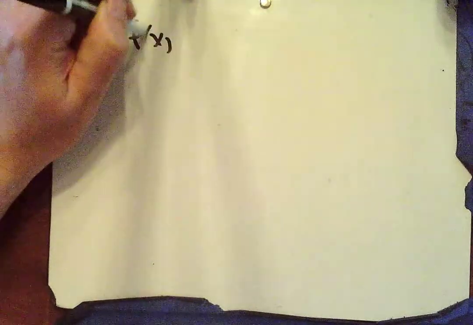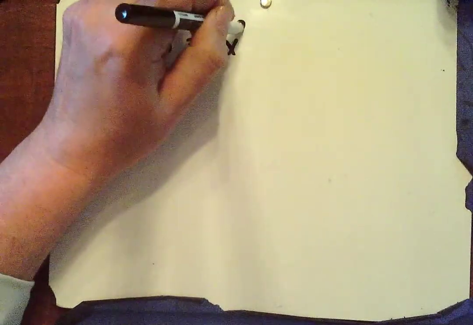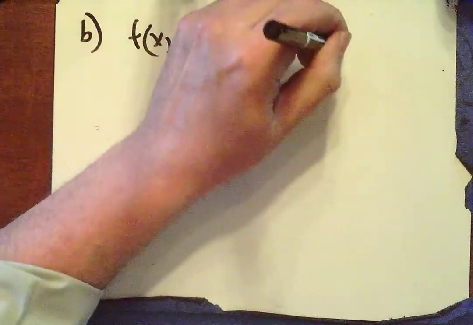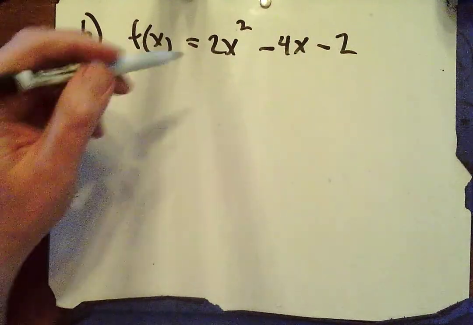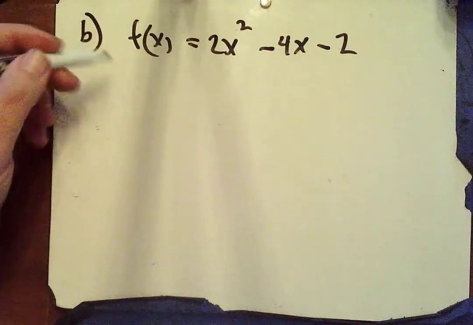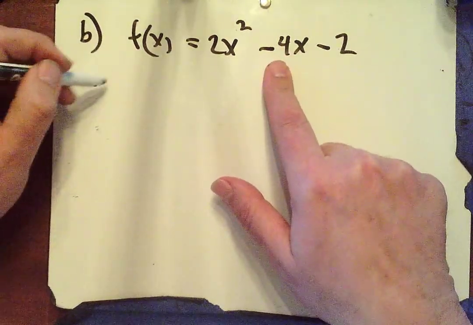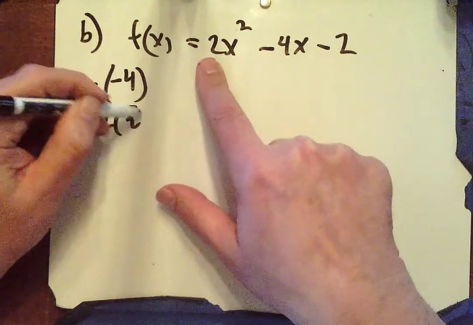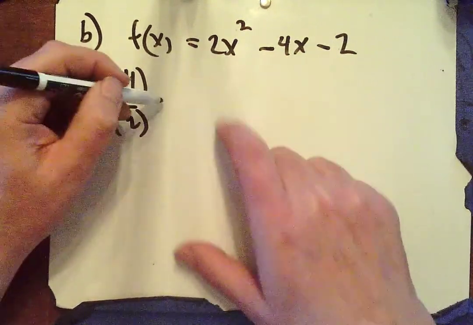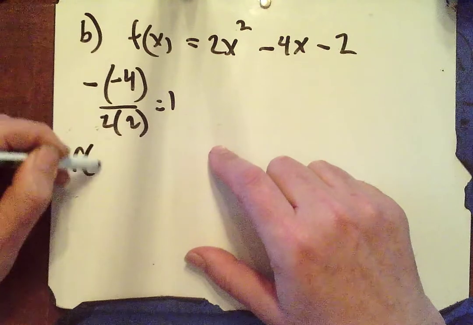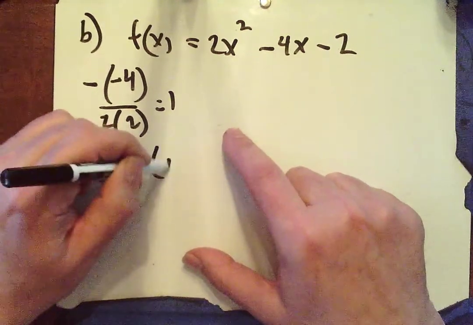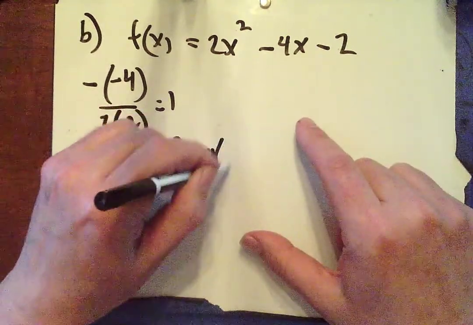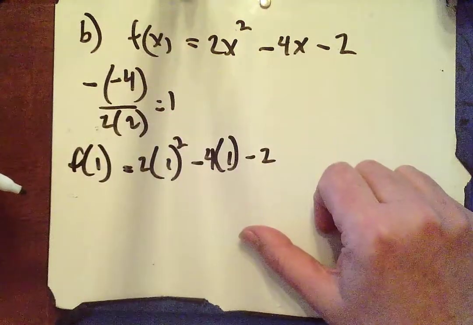How about b? In b, we're told that f of x equals 2x squared minus 4x minus 2. Again, I need to put this in vertex form. So, minus b over 2a. 4 over 4, again, I get 1. F of 1 is going to be 2 times 1 squared minus 4 times 1 minus 2.